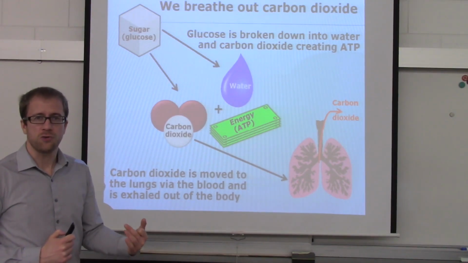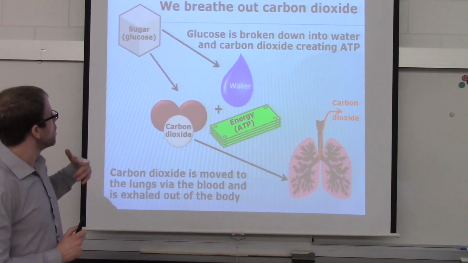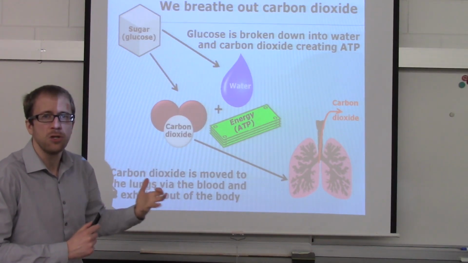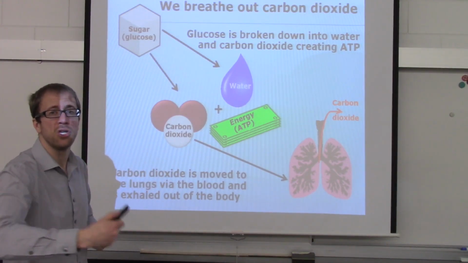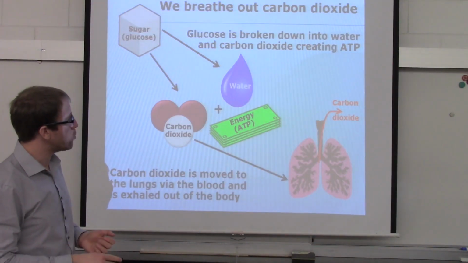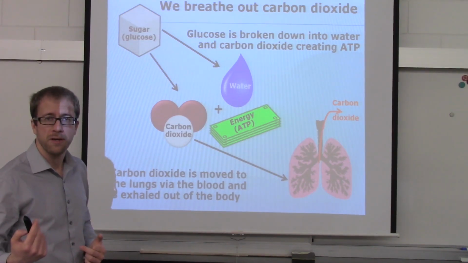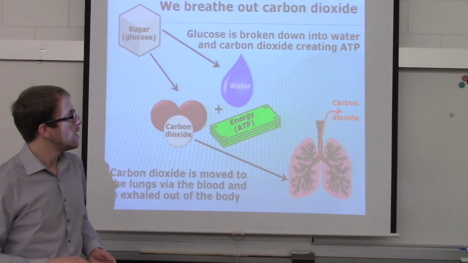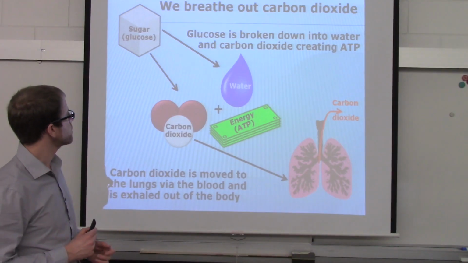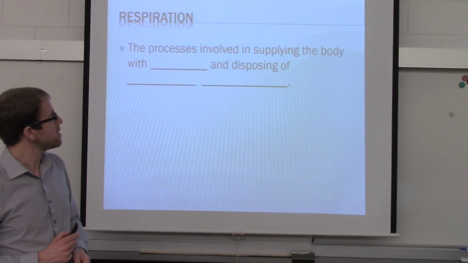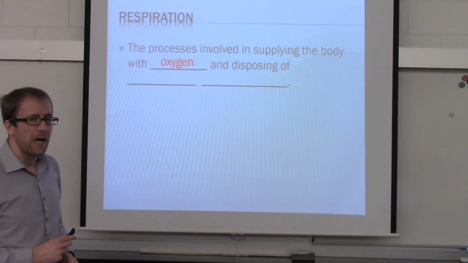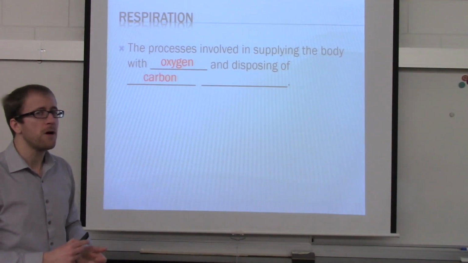Now again, when I originally described this, I described this as converting glucose, sugar, into usable energy, something our cells can use to do work. Now, we breathe out carbon dioxide, and that is important. If our respiratory system is compromised, carbon dioxide builds up in our body, and this does have negative consequences. So respiration is the process involved in supplying the body with oxygen, and we have to dispose of that waste product of carbon dioxide.